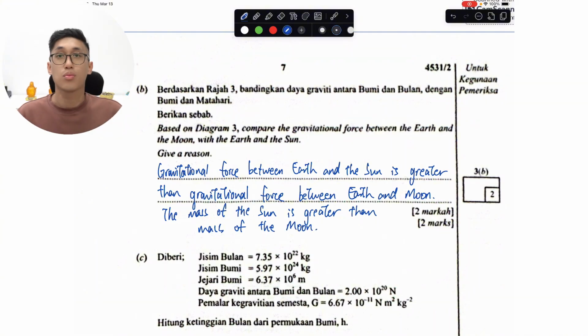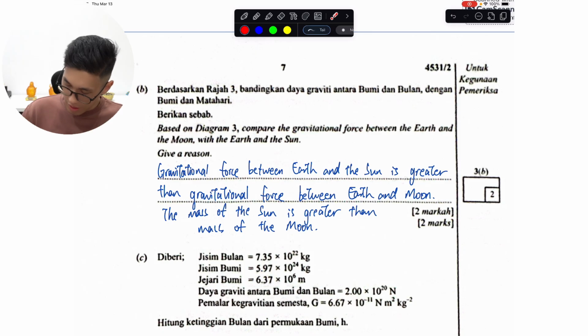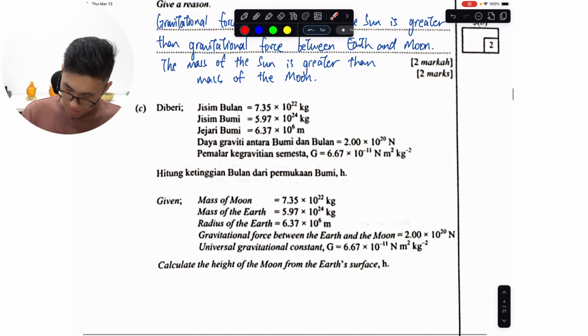Now, to be 100% accurate, you should say the product of mass between Earth and Sun is greater than the product of mass between Earth and Moon. But then, it doesn't really matter because both have the Earth inside. So actually, you only need to compare the Sun. That's why we don't have to write that. That's why we can write it like this also. Okay? So, next question.